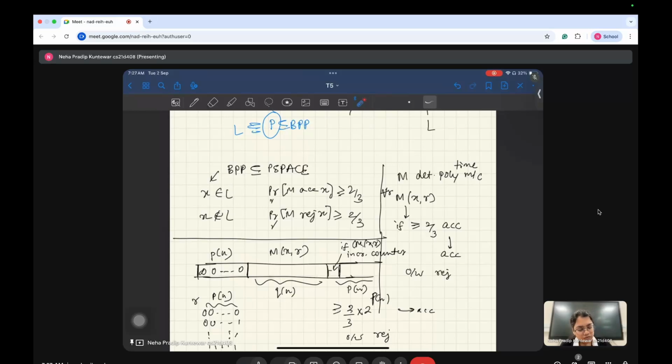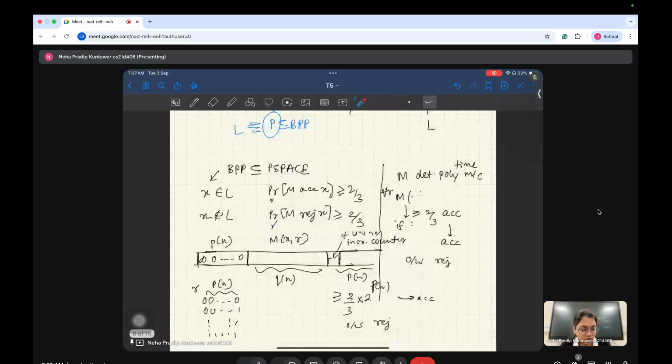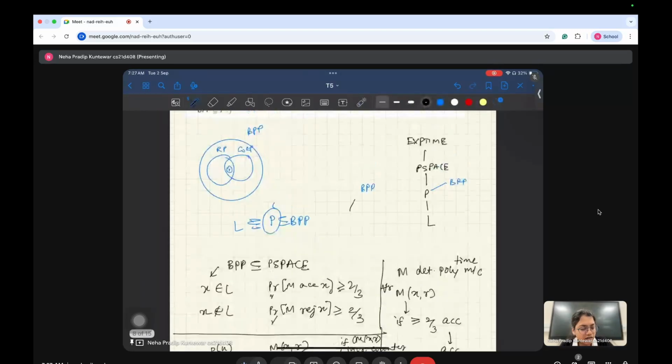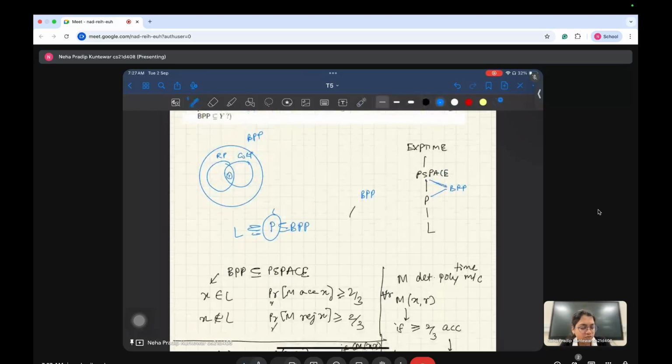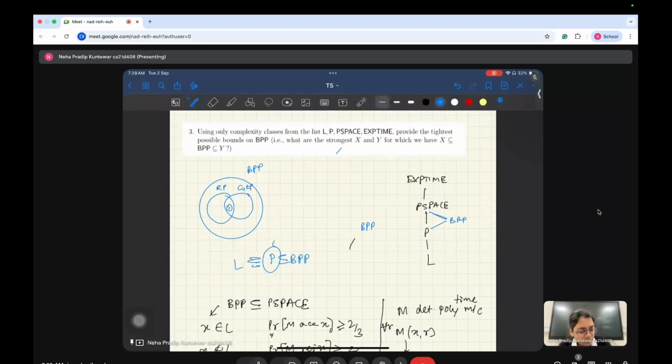I went through it a little faster because we've seen this argument already. So we know that BPP is contained in PSPACE. By transitivity, BPP is also contained in EXPTIME, but we are looking for the tightest bounds here. PSPACE and P are the tightest bounds that we know among the given options. So BPP contains P and is contained in PSPACE. This is the final answer.